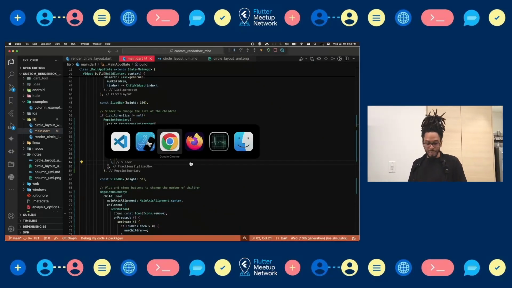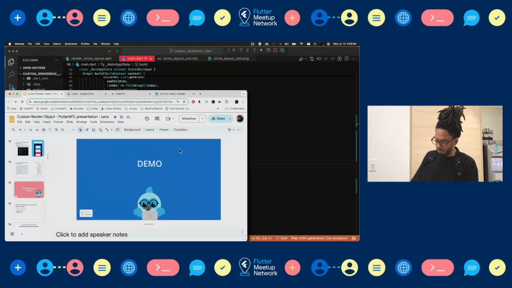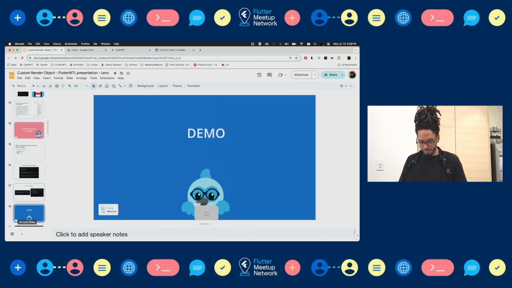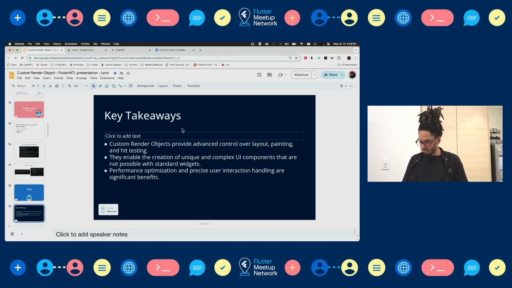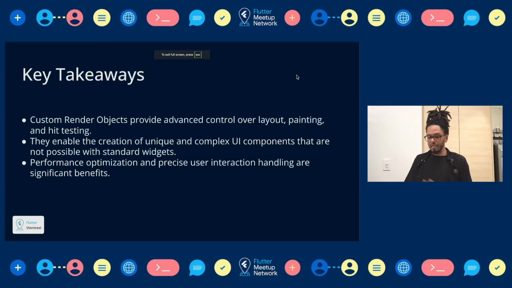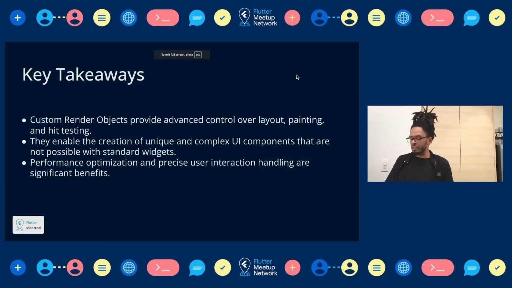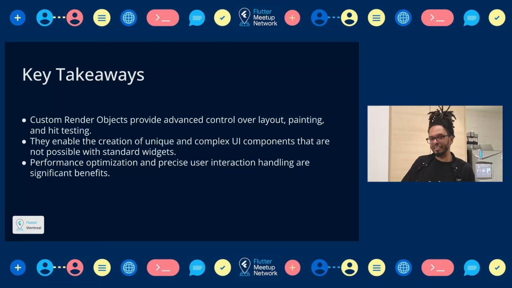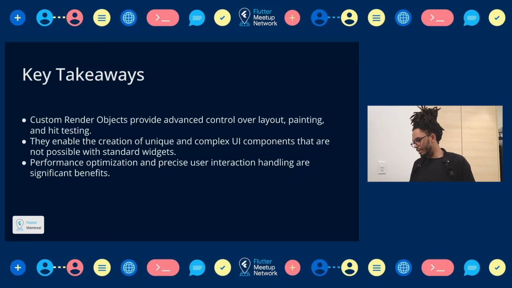Okay, so that wraps up the demo. Again, I'll share the code. Feel free to look it up. I'm just going to wrap it up. Essentially, as I presented, custom render objects are useful for advanced layout, fine-grained control over painting, hit testing, the layout and the sizing and the positioning of your children. They enable performance optimization and custom user interactions like we saw in the example for charts.